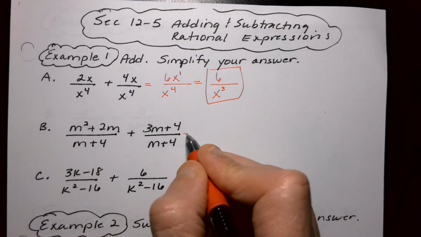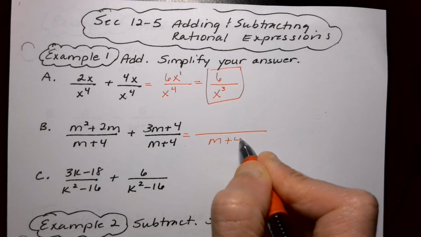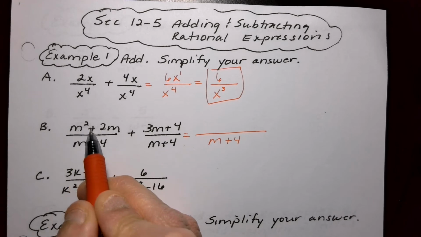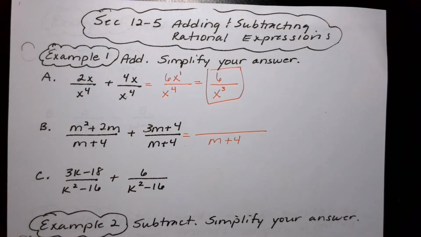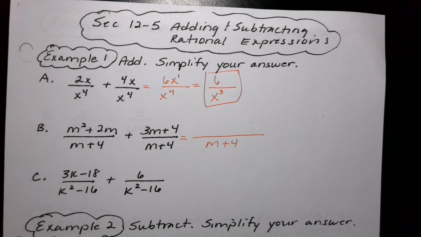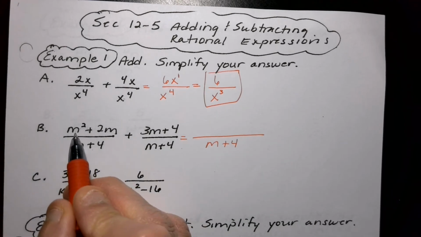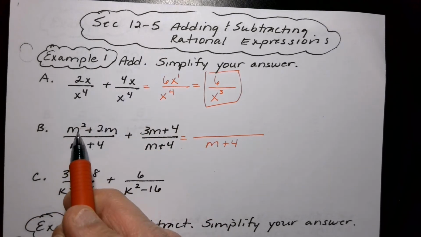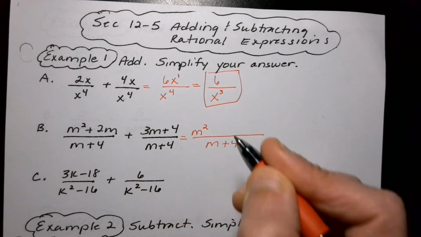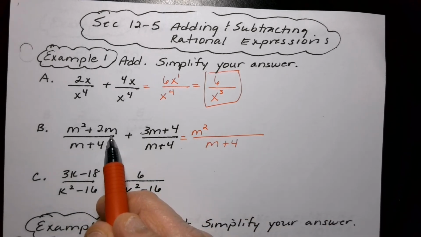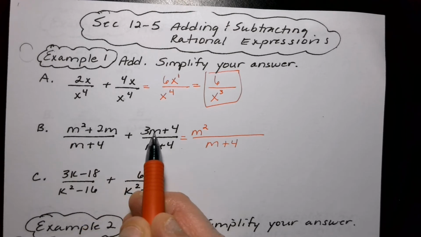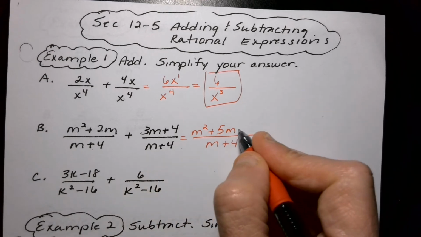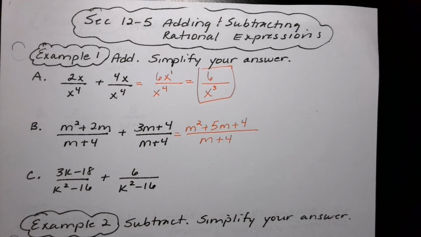So I can combine these. The bottom stays that common denominator. The top I need to add. So when I add m squared plus 2m plus 3m plus 4, right off the bat, I want to look for like terms. Are there any other m squareds I can put together? See, up here they both were x terms, so I could put them together. But I don't have any other m to the seconds. So I'm just going to write it here. Are there any other m's? Yes. So 2m plus 3m is 5m. And are there any other whole numbers? No. So we're at that point now.